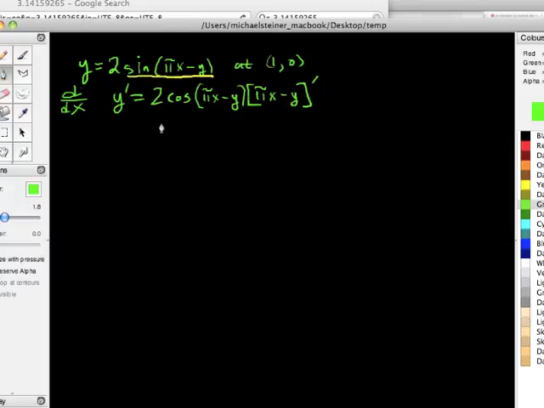And this is the place where some people might make the mistake, right here in this step, taking that derivative. So let me rewrite this. y prime is equal to 2 cosine pi x minus y. And here I go. I'm going to take the derivative with respect to x of pi times x minus y. Now pi is just a constant. It's 3.1415926 something something. So when we take the derivative with respect to x of pi times x, we just get pi.